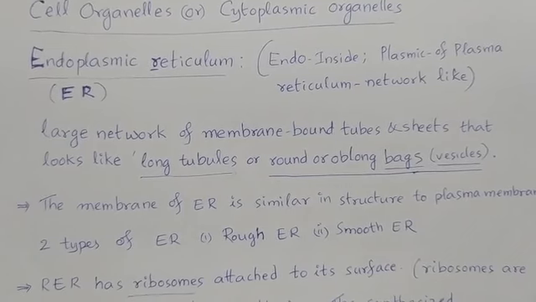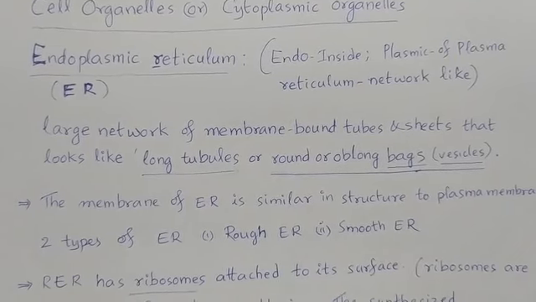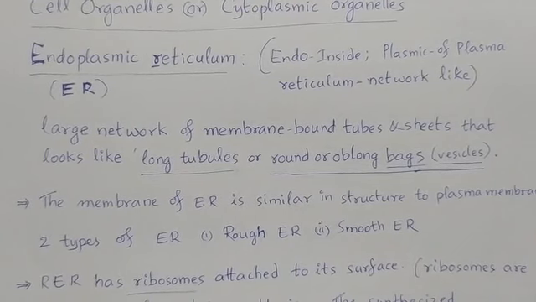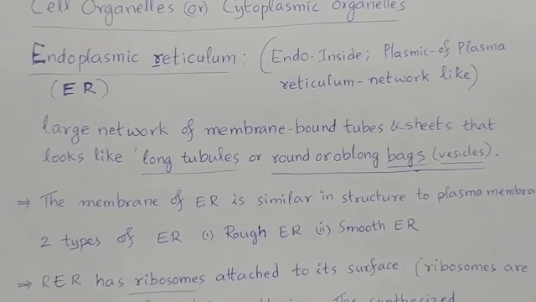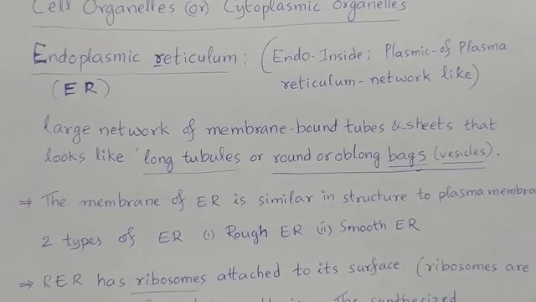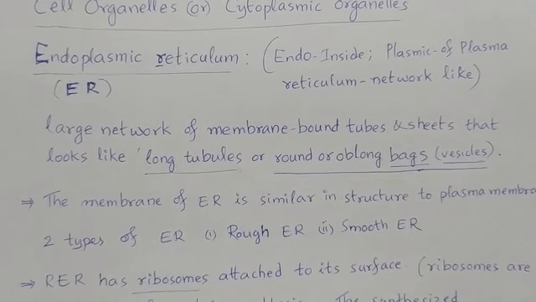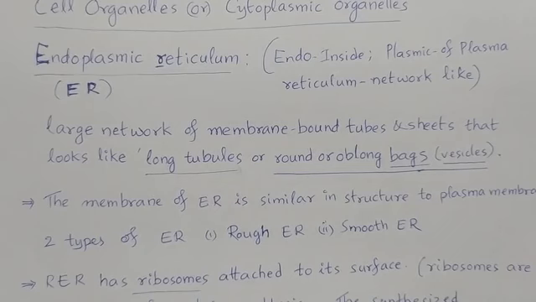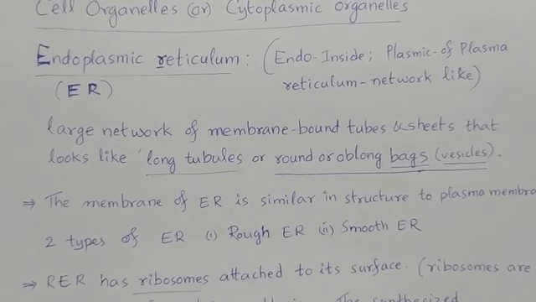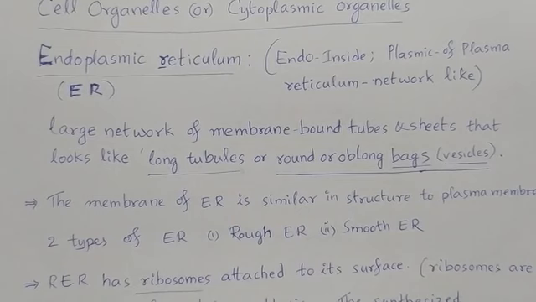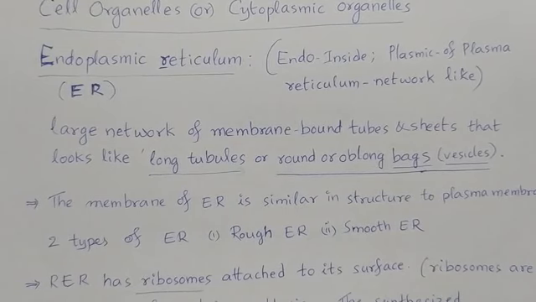What are the various cell organelles or cytoplasmic organelles present in most of the eukaryotic cells? Endoplasmic reticulum, Golgi apparatus, lysosomes, mitochondria, vacuoles. These are present in all the cells, and plastids are present only in plant cells. So, let us discuss one by one.